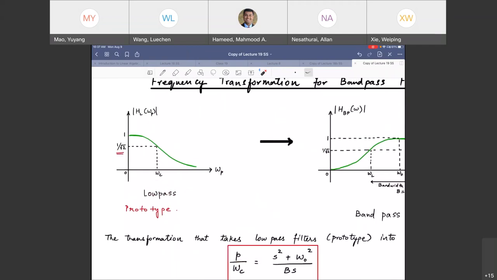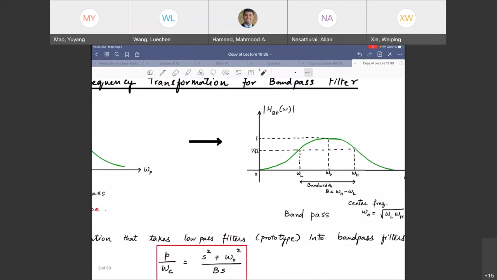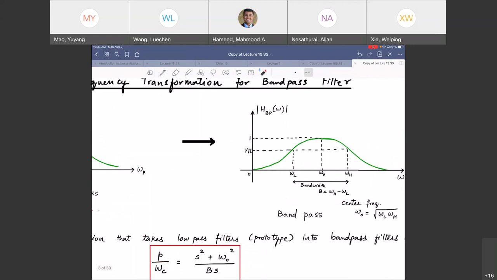So let's take a look at what I need to do to the poles of my system if I wanted to take a low pass filter and consider that as my prototype. That's where you're starting. And you want to transform this filter into a band pass filter.